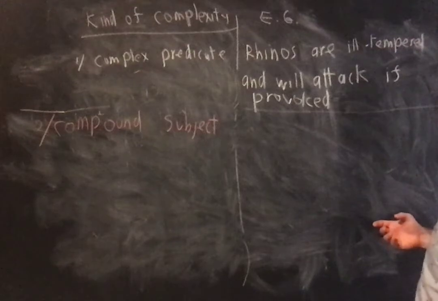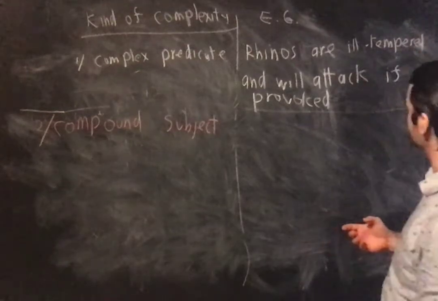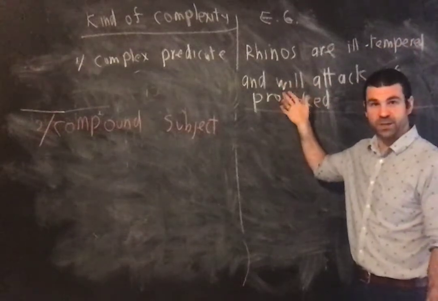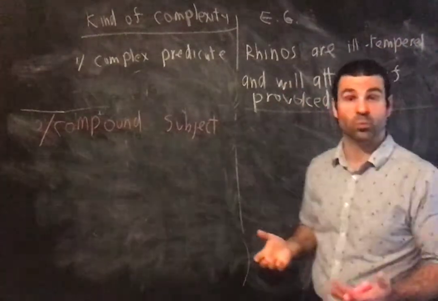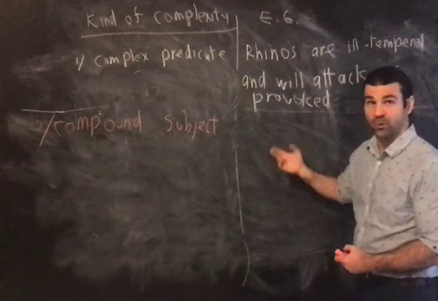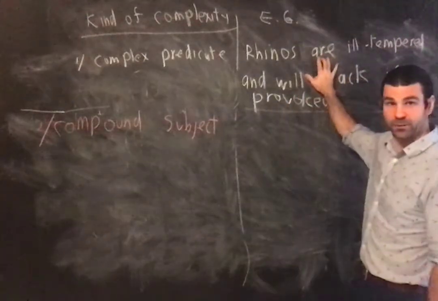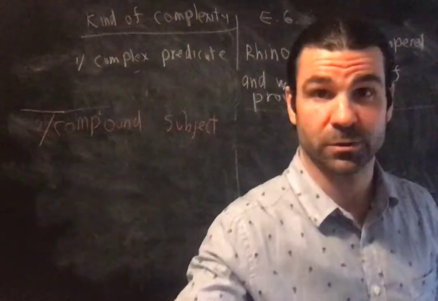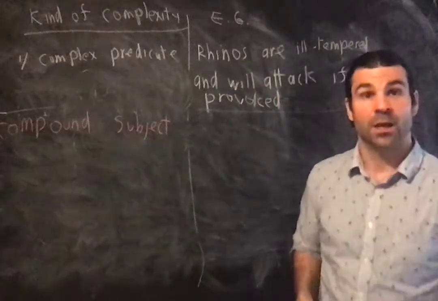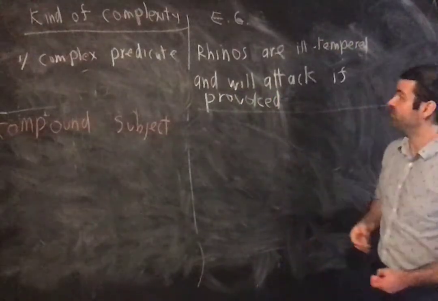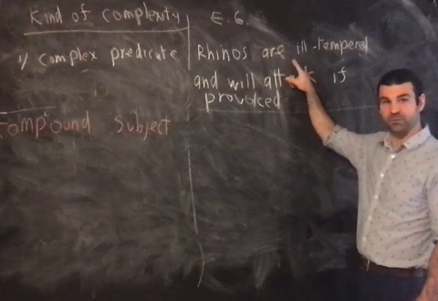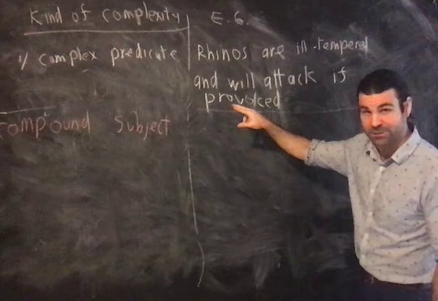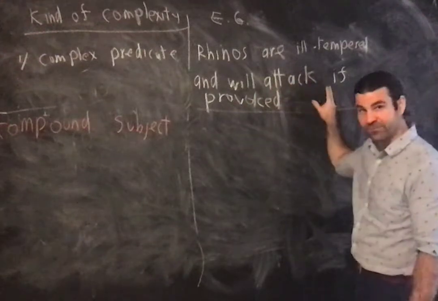It's universal inclusion, right? Where does my subject end and my predicate begin? Again, where's the verb? What's the verb here? It's just are, A-R-E. The subject is rhinos. What is it that I'm talking about? I'm talking about rhinos. No modifiers on rhinos, but I'm predicating of rhinos. I'm saying of them that they're ill-tempered. This predicate holds of them: they are ill-tempered and will attack if provoked.